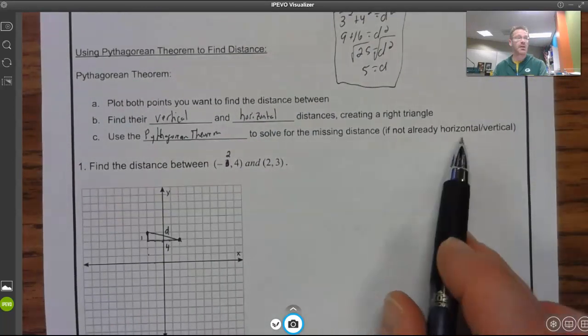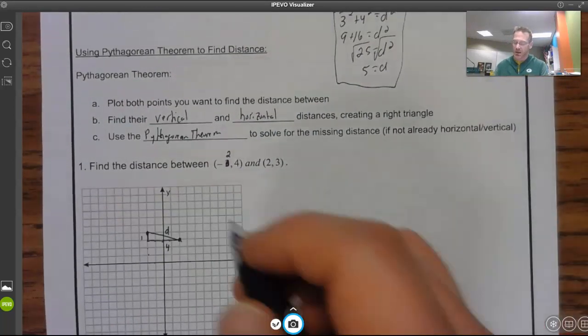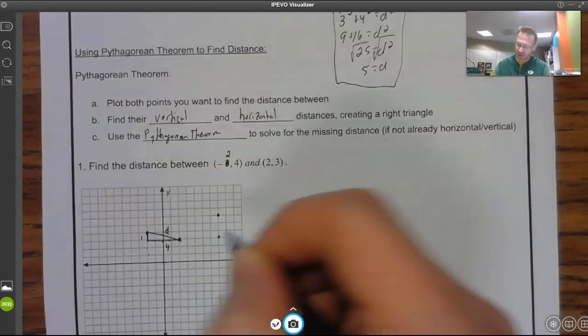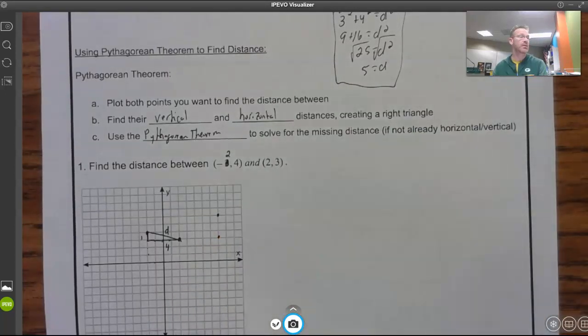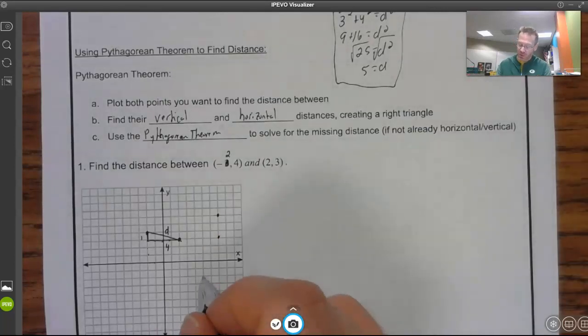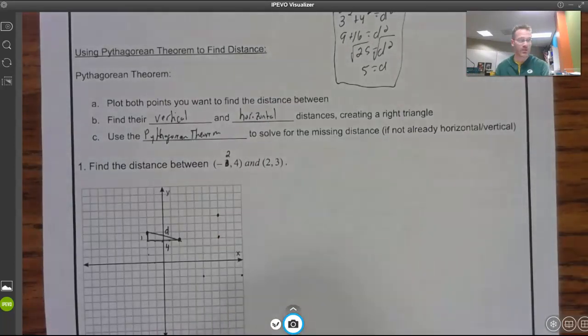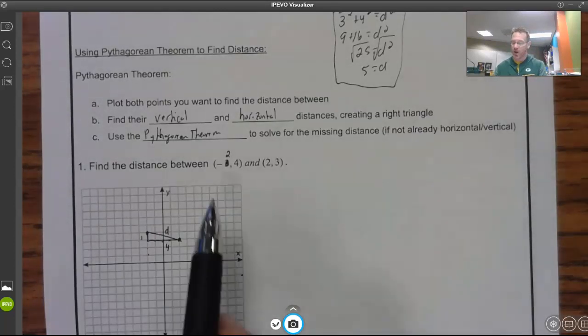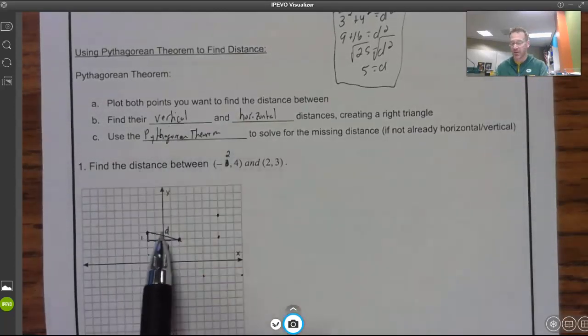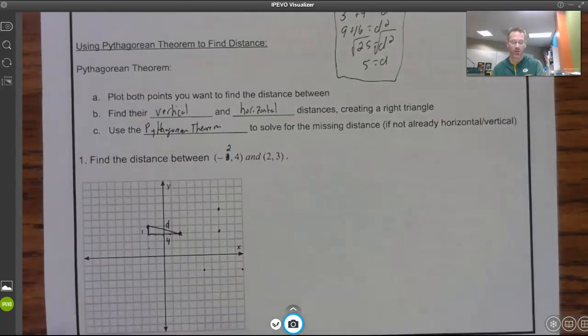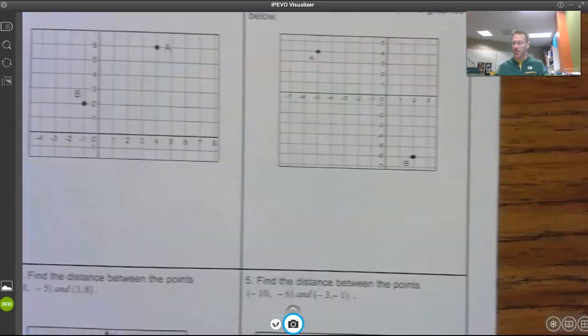All right, and if it's already horizontal and vertical, we can just count that distance, right? So if I had, what's the distance between these 2 points, right? It's just 1, 2, 3, it's 3. So if it's vertical or horizontal, you can just count the distance, right? 1, 2, 3, 4, 5. All right, so no big deal there. So we only have to go through this process if we are not finding the distance of a horizontal or vertical line. All right, so let's look at the next page and let's go through a couple of examples together here.